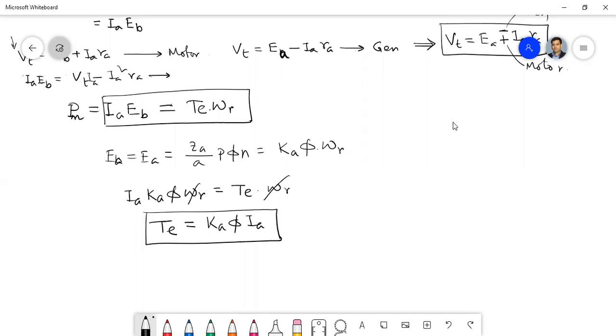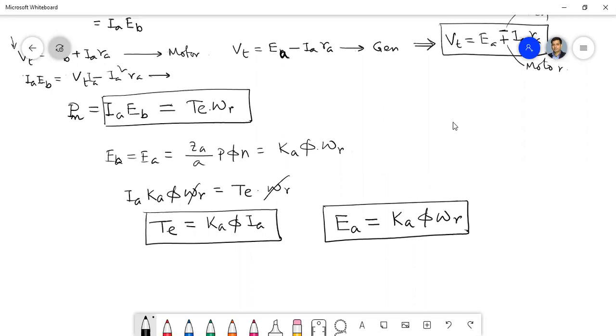Now you just tell me, can you differentiate between the motor expression and the generator expression? The motor expression we have already derived, that is TE equals Ka into phi into Ia. And what is the generator expression? The generator expression is the voltage expression. For a motor we get the torque, and for a generator we get the voltage. And what is that voltage? Voltage is Ka phi into omega r, isn't it? So this is the basic difference between the generator and motor expression.